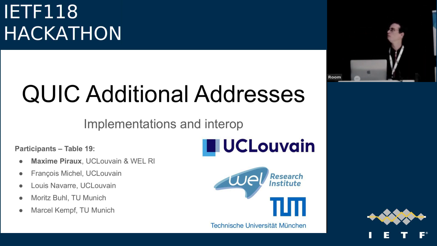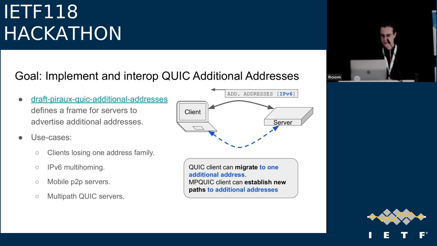So hello, I will report on the progress that we did at table 19. At table 19, I would also like to give thanks to the people from TU Munich that spontaneously joined our project. So the goal of our hackathon was to implement and do some interop testing with the QUIC additional addresses extension.